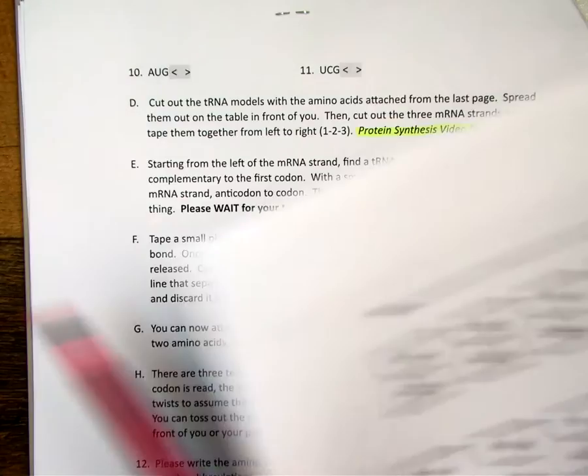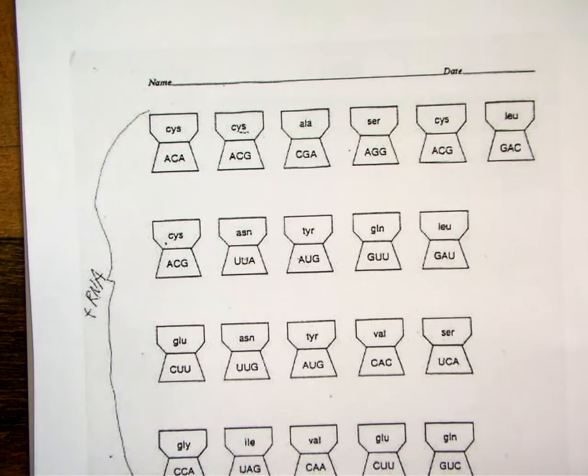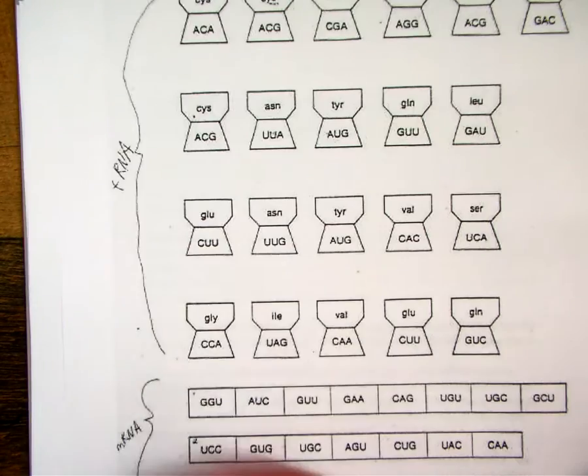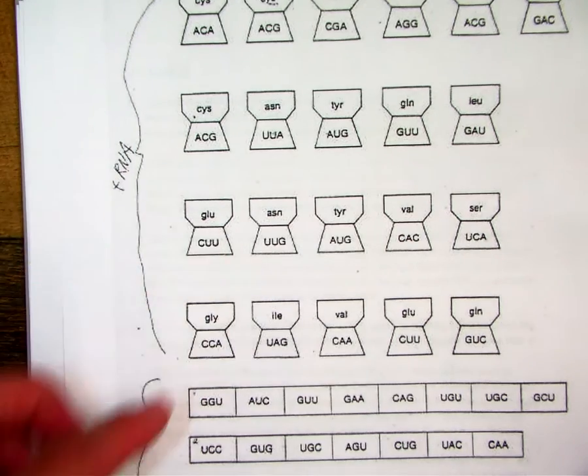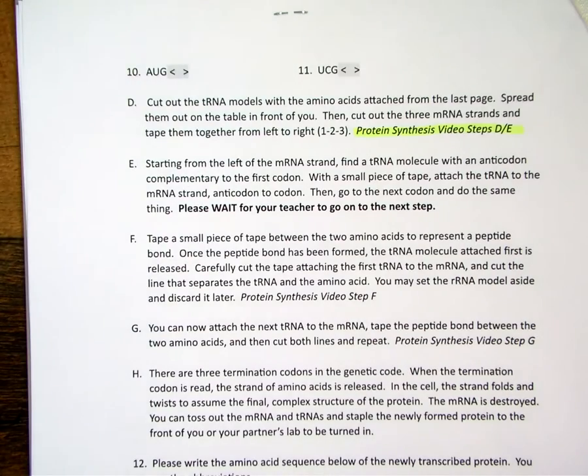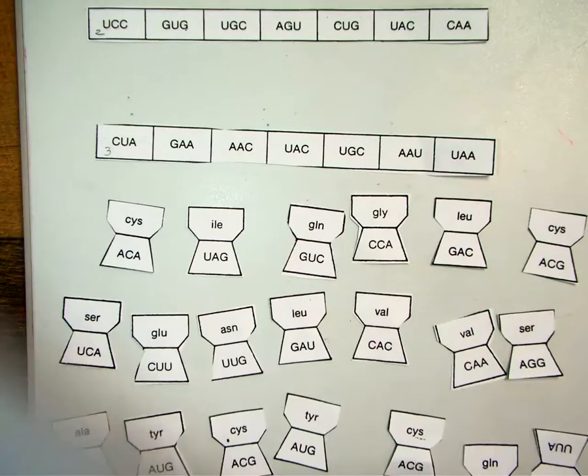All right, here's the last page of the lab, so just grab your scissors. Okay, and they are labeled. These are your transfer RNAs, and then this is your messenger RNA. So go ahead, start cutting. And with the magic of TV, I already cut them.